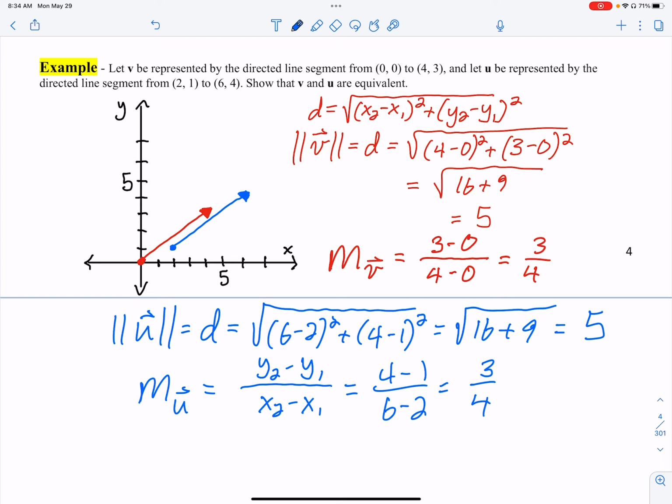So we have shown, so let's write this: V and U are equivalent. We have shown that using the definition. All right, so that is how you show two vectors are equal. That is what a vector is. Remember, it's very important that you understand that a vector does not live anywhere in space or in the plane. It just describes a direction and a magnitude, which is going to allow us to move this vector around and use it for different forces and applications that are going to be very useful for us.